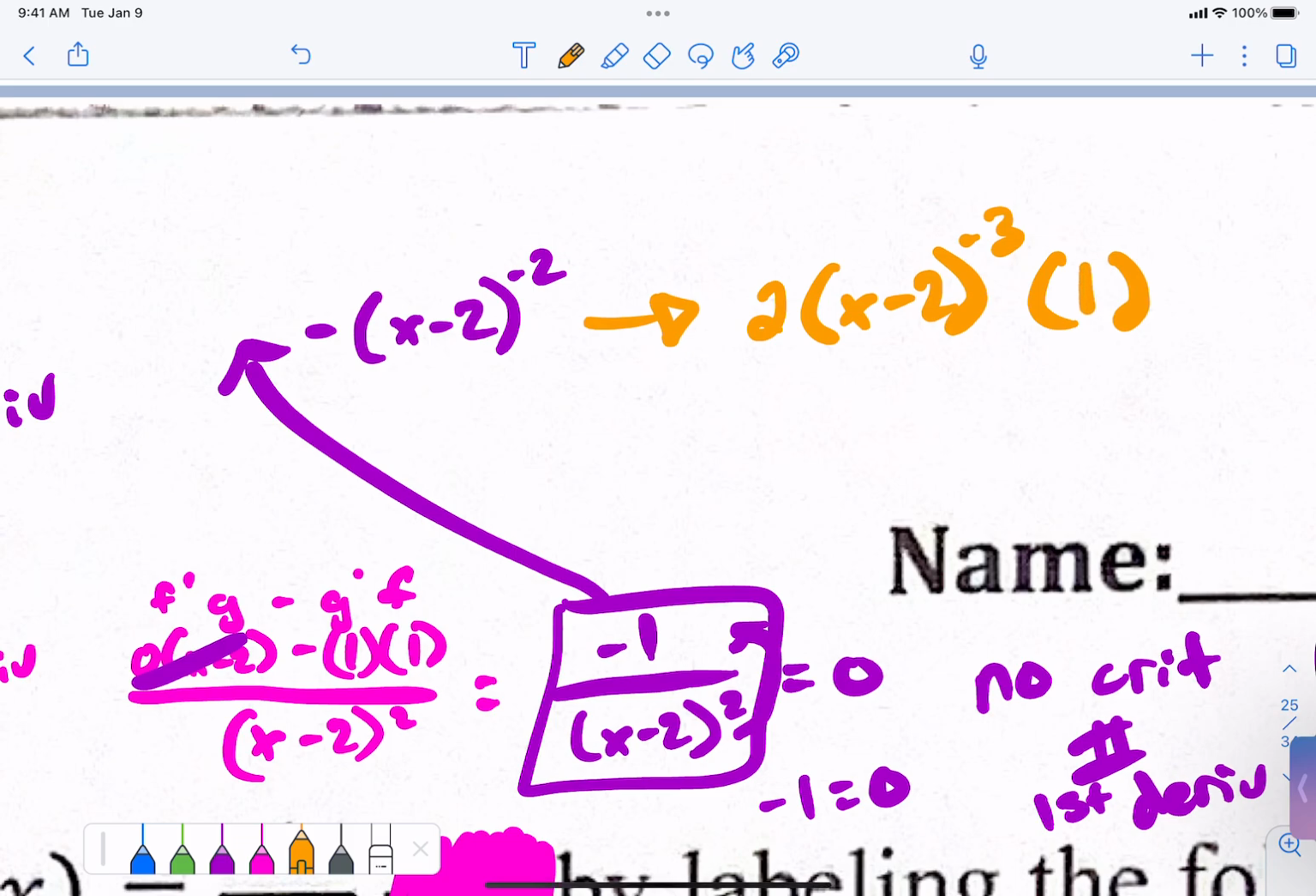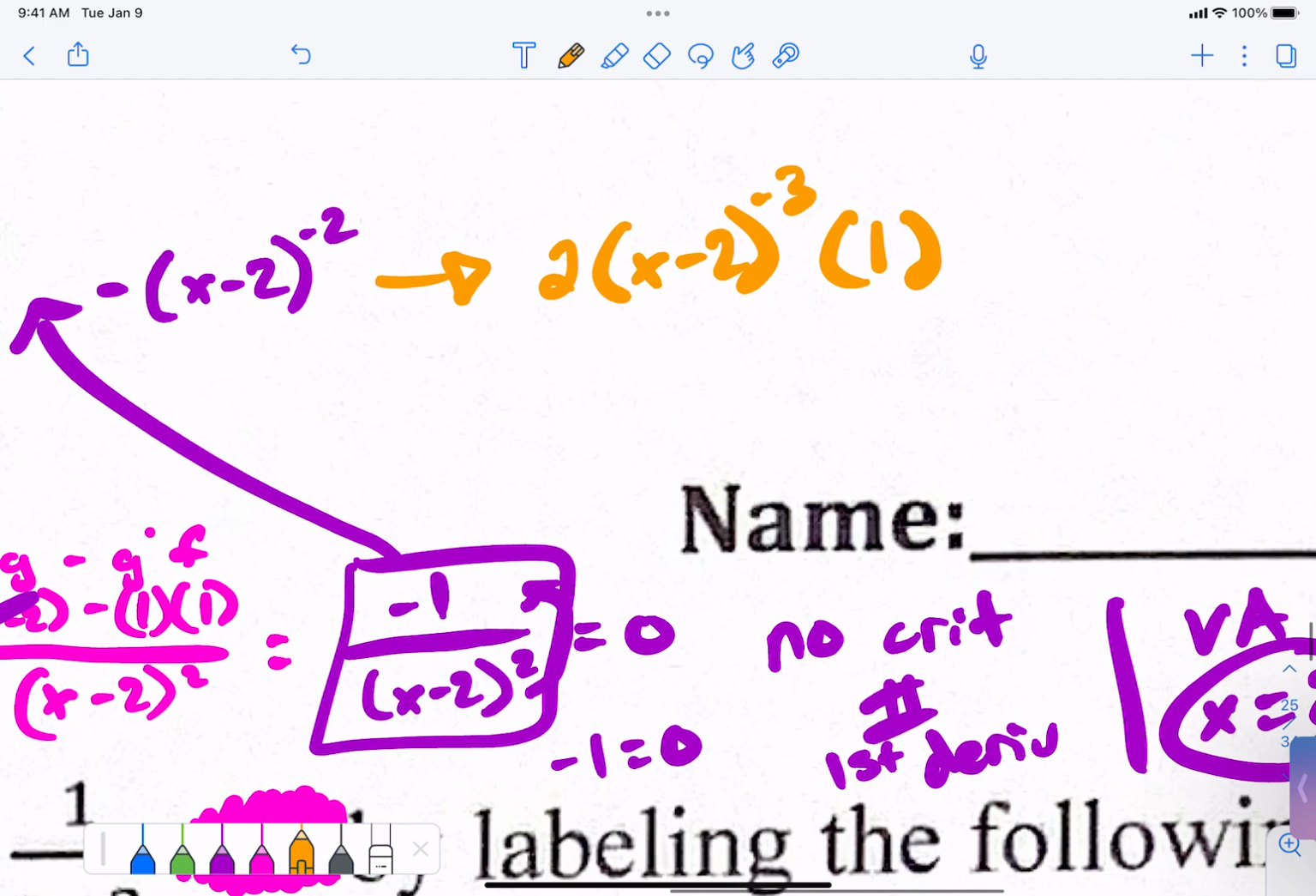1. Okay, so here's the deal. When we fix him, x minus 2 to the third has to go back down to the bottom. And what's on the top? 2 times 1. That's my second derivative. That makes it a lot nicer. Let's set him equal to 0. What happens?